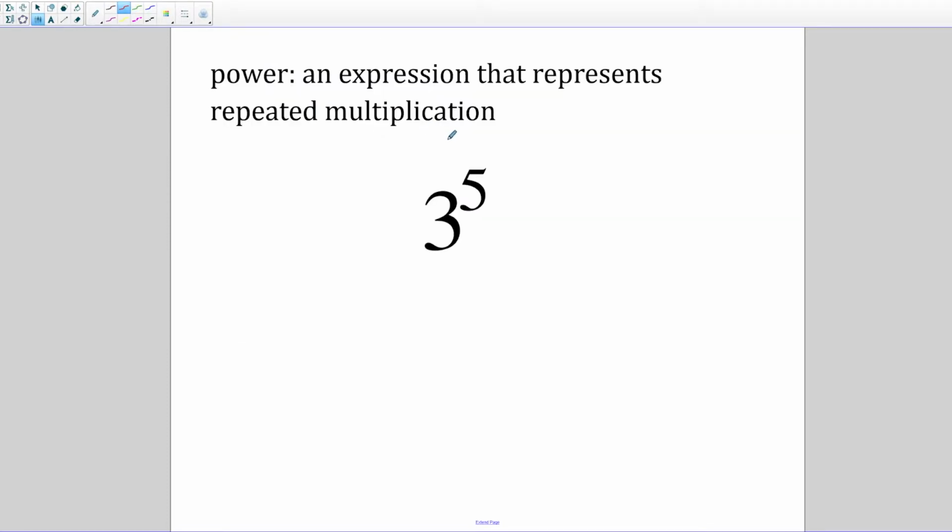So before we get started, let's go ahead and define some key terms that will help us out in this outcome. First off, let's talk about what a power is. We can define a power as an expression that represents repeated multiplication. So this entire thing here, 3 to the power of 5, is what our power would be. And there's going to be two main parts of a power.